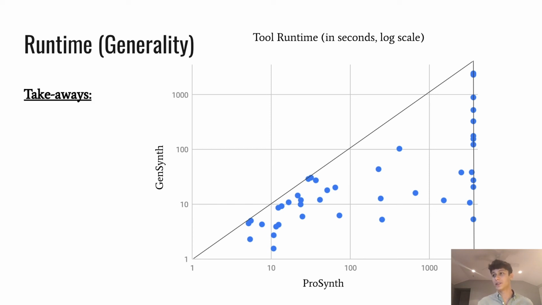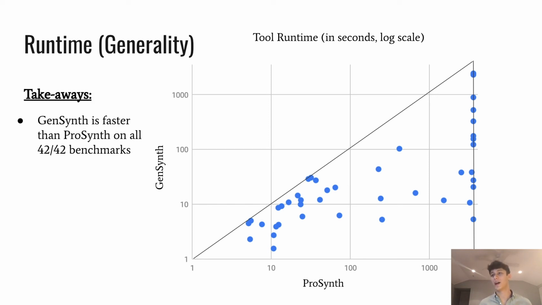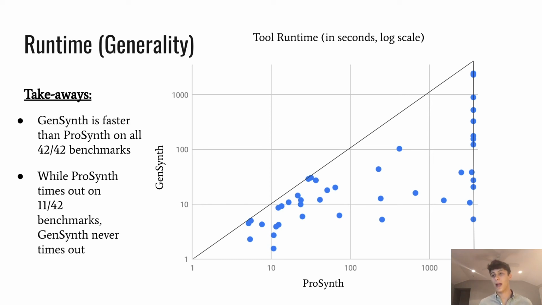So some takeaways. First of all, notice that GenSynth is faster on all 42 benchmarks. And also notice that ProSynth times out on 11 out of 42 benchmarks with a timeout of 1 hour, while GenSynth never times out.